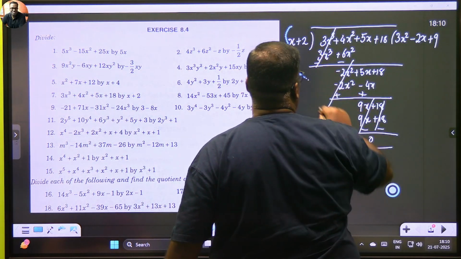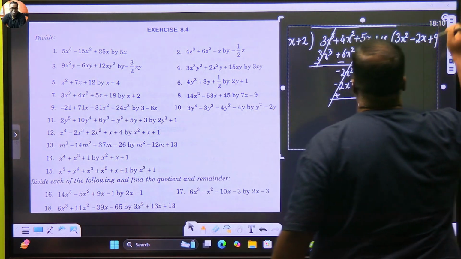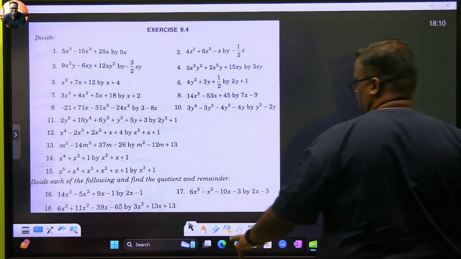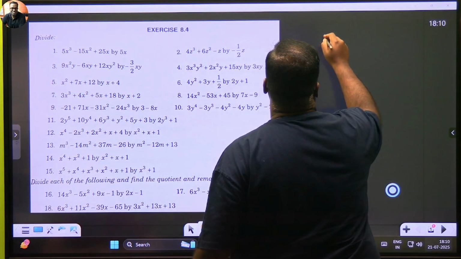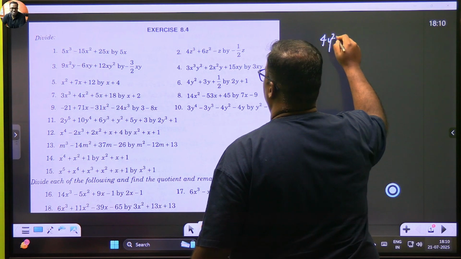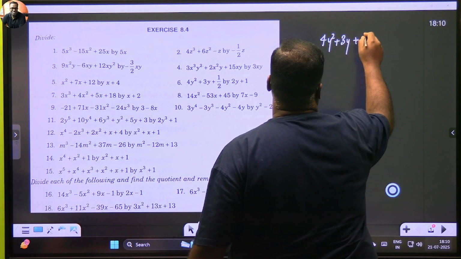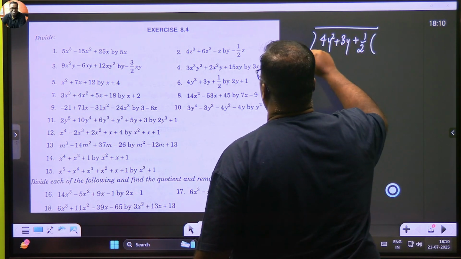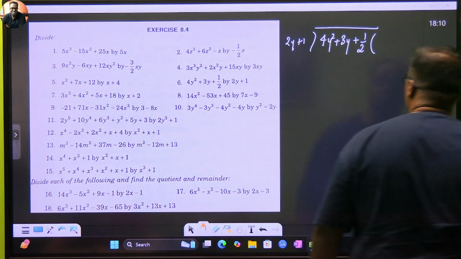What went wrong with 6? It's stuck. Okay, let's see. Number 6: 4y square plus 3y plus half, and this is being divided by 2y plus 1. Okay, so let me move it here.